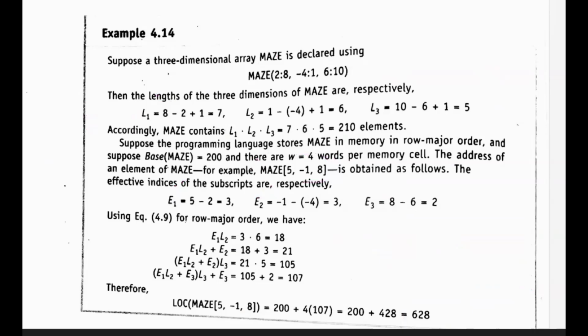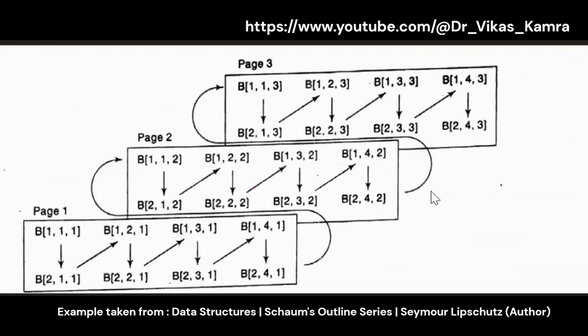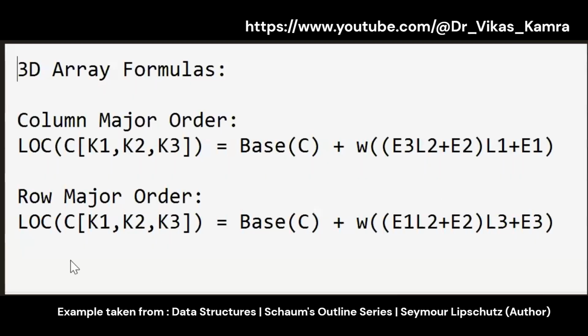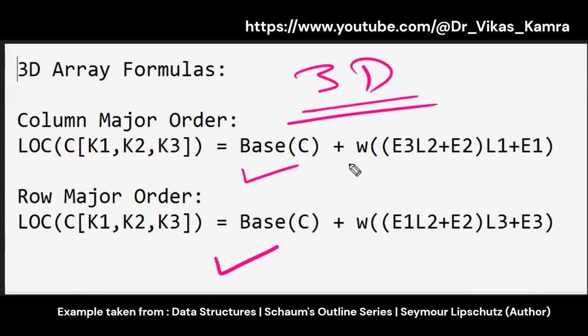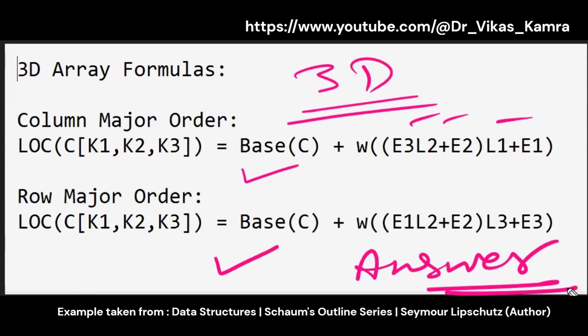For row major order, you have to put this formula. So these are the formulas shown here. For row major order, the formula is given here as well as for column major order. I have derived these formulas. These are not given in the book. So you can remember these formulas for 3D array and you can directly put the values here and get the answer. This is all about the three-dimensional array. So I hope it is clear to you.